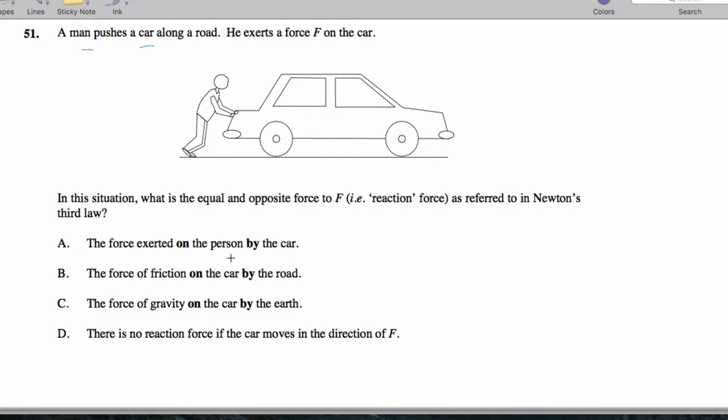So, choice A. Look at all these distractors. There is no reaction force. D is just a complete mess. Don't trust that. Okay, so person pushes car, car pushes back on person, which is A.